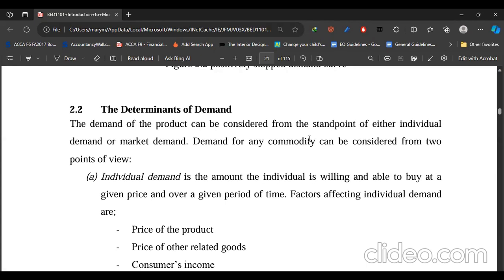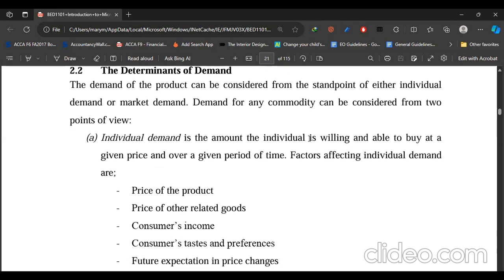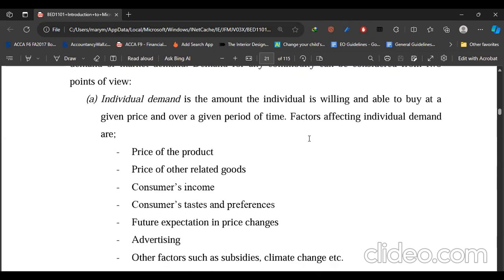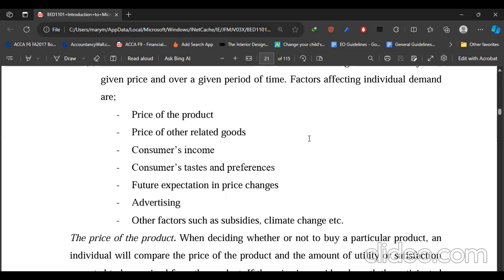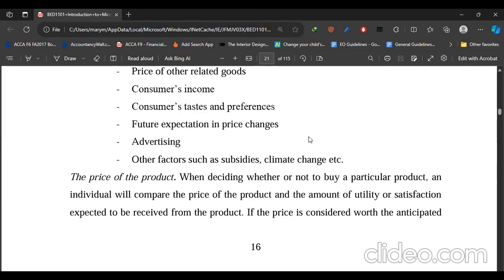Now, the demand for any commodity can be considered from 2 points of view. Individual demand is the amount the individual is willing and able to buy at a given price and over a given period of time. Factors affecting individual demand are the price of products, that is one, the price of other related goods, consumer income, consumer tastes and preferences, future expectation in price changes, advertising, other factors such as subsidies, climatic changes, inflation, among others.